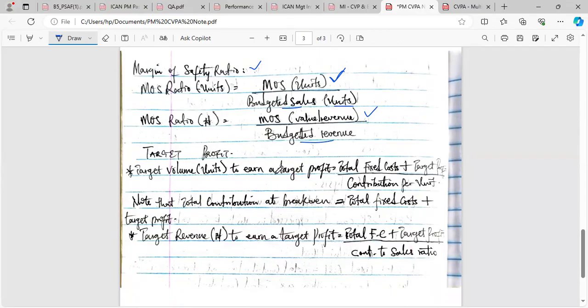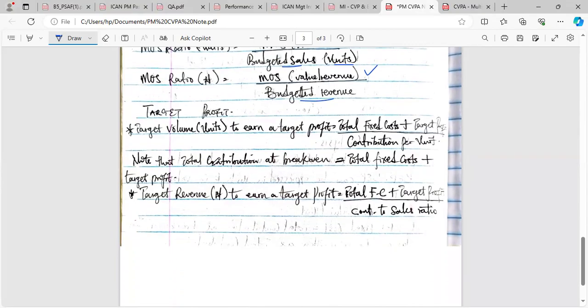So I also told you that you can see questions where you'll be asked to calculate the volume, which is the units, to earn a target profit. This one is without tax. I told you that there's a scenario where they will tell you that it is with tax, that is, after tax. We're going to look at something like that today again. Then target volume is in units, and this one is target revenue in naira. So the same thing: total fixed cost plus target profit all over contribution per unit. Then total fixed cost plus target profit, this one will have contribution to sales ratio or CM ratio, CMR. It's as simple as that.